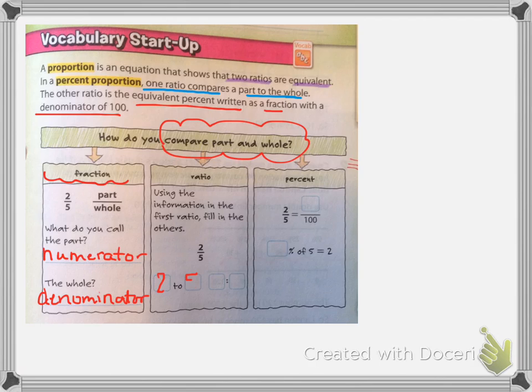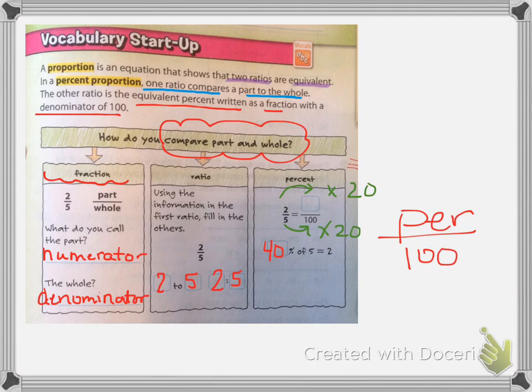Then in the next sentence, it says, using the information in the first ratio, fill in the others. So this is just those other two ways to write the ratios that we talked about when we were in the ratios chapter in chapter 1. And then the last one it talks about is the percent. So 2 to 5 is equal to what percent? Remember that percent is per 100, and so we put it over 100, and then we solve for the blank. So we're looking at 5 times 20 is 100, and so on. So you get 40% of 5 is 2. And you just don't want to forget that that's where we got that fraction from, was percent or per 100.